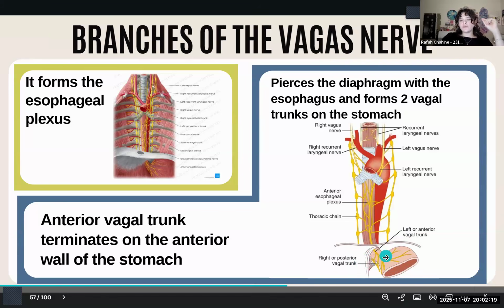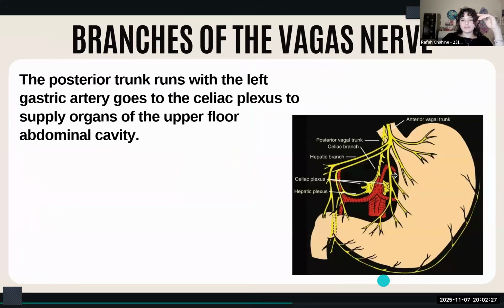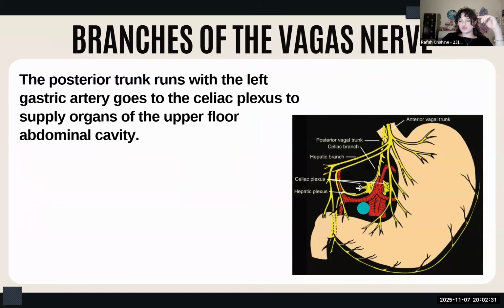You need to know that the anterior vagal trunk ends on the stomach. It pierces the diaphragm, gets on the stomach, and that's it. The posterior vagal trunk continues down the abdominal aorta, and it's going to join this group of arteries that you're going to take later in GIT, and it's going to form the celiac plexus. What does the celiac plexus do?